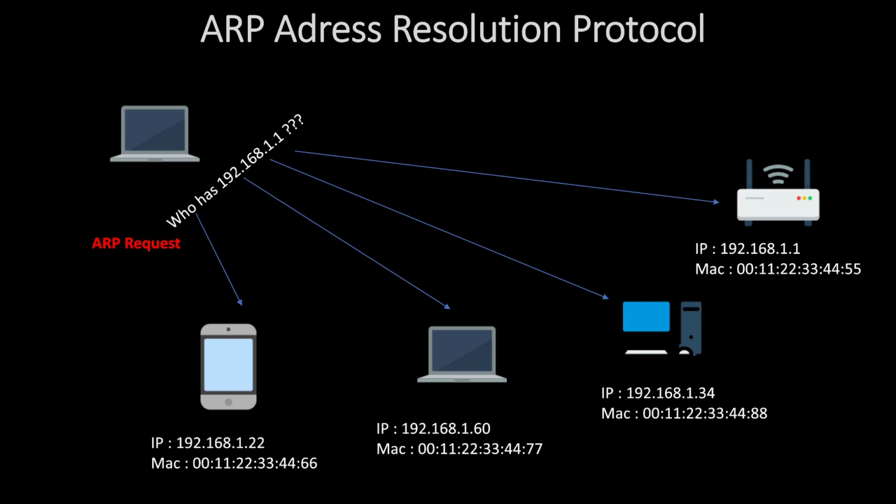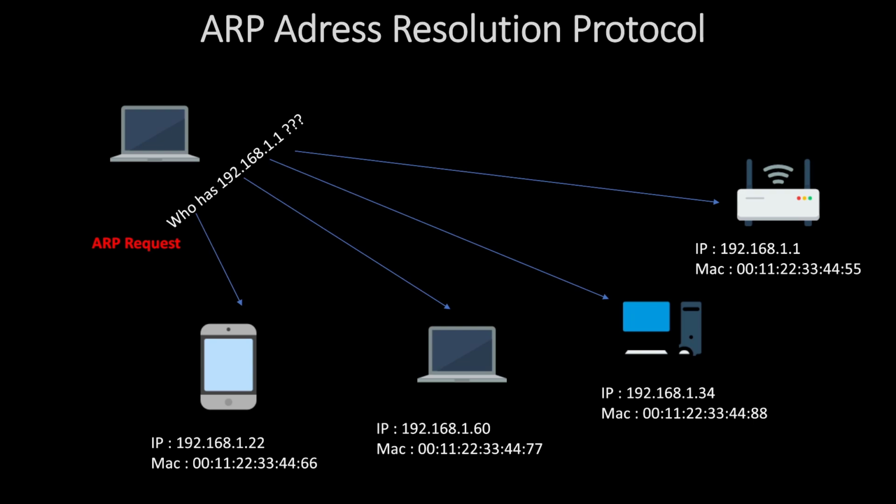Most commonly, devices use ARP to contact the router or the gateway that enables them to connect to the internet. The host device maintains an ARP cache, a mapping table between IP addresses and MAC addresses, and uses it to connect to a destination on the network.